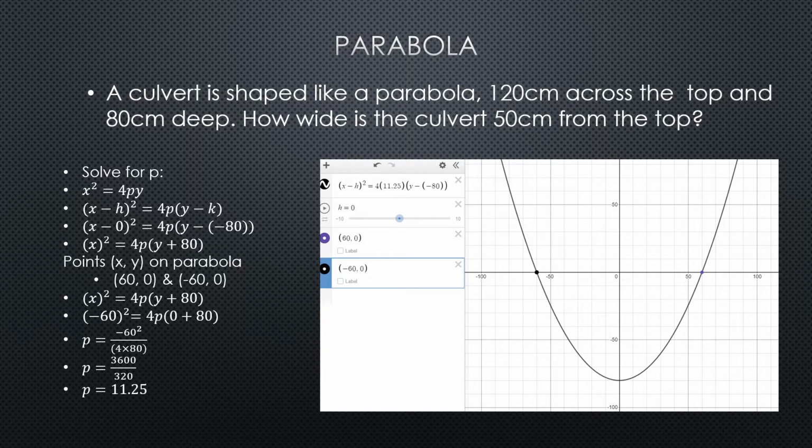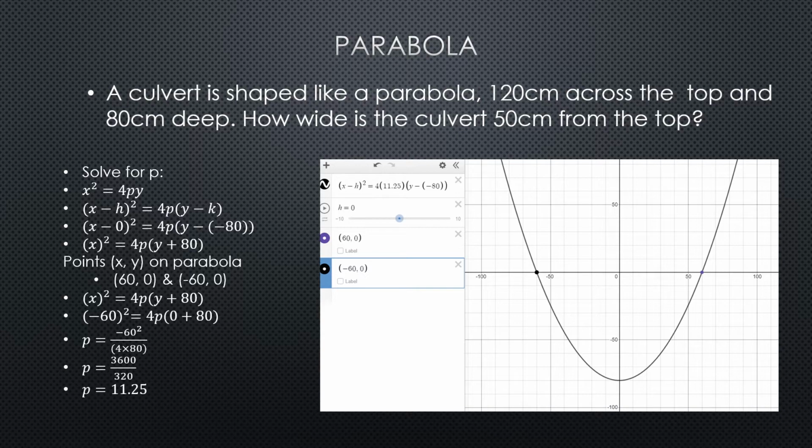Now if we keep our parabola squared up with the y-axis exactly in the middle, we get an x equal to 0. That is going to represent our h, and a y that is the negative 80, which represents the depth of the culvert, 80 centimeters. Okay, so now we can put in the 0 and the negative 80, and at this point we're looking to solve for p.